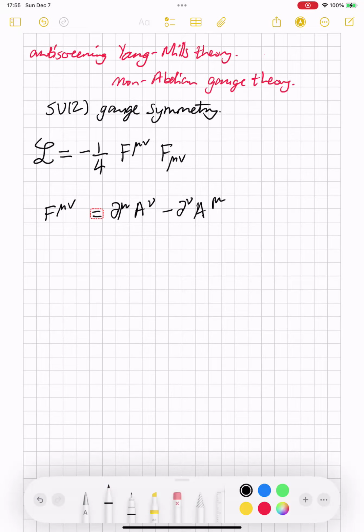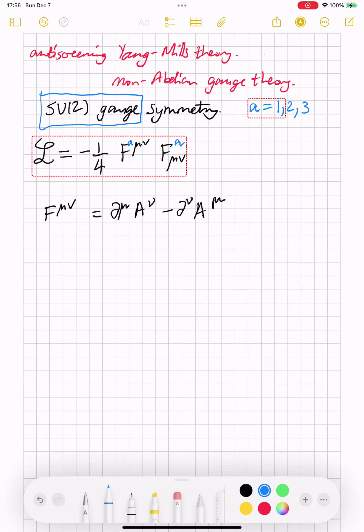When we want to go to the SU2 gauge theory, now the field strength gets an extra index, an extra index A. So here is A, and A goes from 1 up to 3. Okay, so we've got three different types of field strengths. And this index A belongs to the gauge fields. So far it looks like we've just added more types of photons. So now we've got three types of photons, three photon fields.